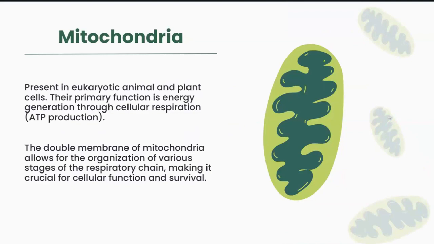The third one is the mitochondria, which is the powerhouse of the cell. It makes energy for the cell. It's present in all eukaryotic cells, your animal and plant cells. And its primary function is, again, energy generation through a process called ATP, but we're not going to get into that today.